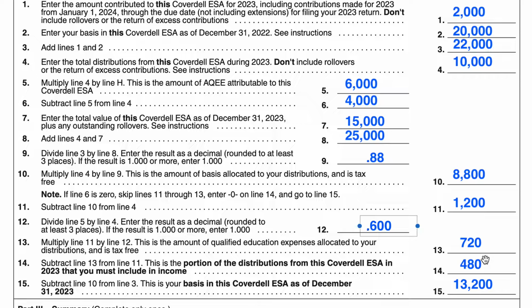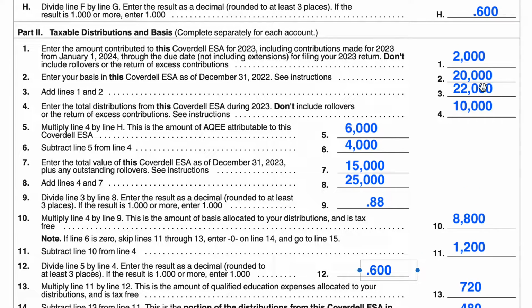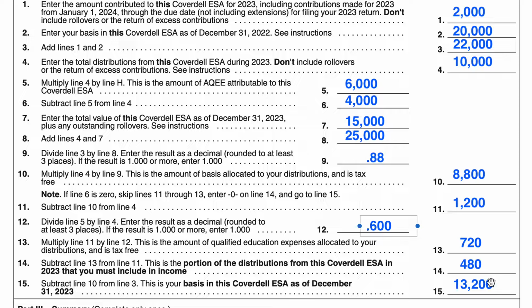And then you're going to subtract line 10 from line 3. So we get the $8,800 from $22,000, and that gives us $13,200. So that is the adjustment to basis. That's what you're going to carry forward and put into line 2 of next year's worksheet.